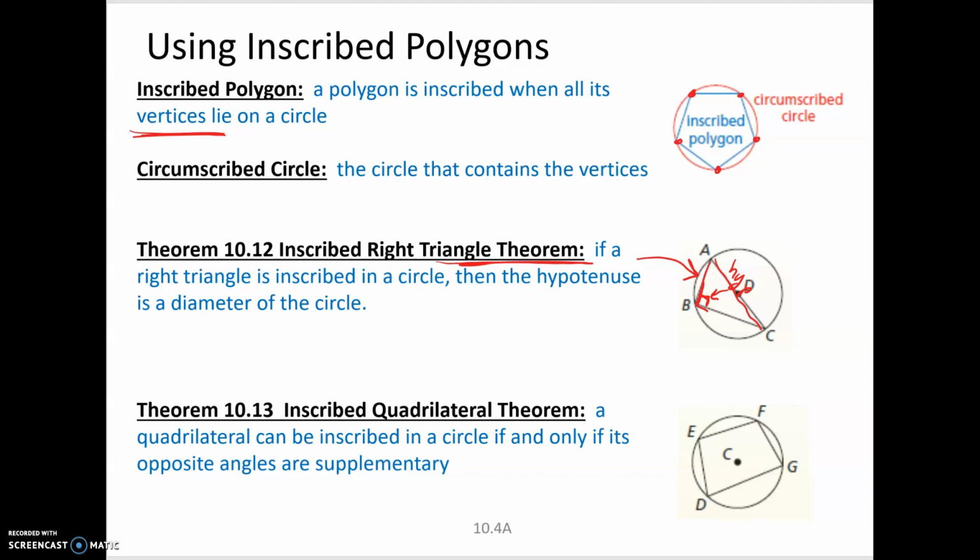Then the other shape we're talking about is a quadrilateral. So a quadrilateral can be inscribed in a circle if and only if its opposite angles are supplementary. So remember, supplementary means that they add up to 180. Okay, so opposite angles are not congruent here, because that would mean that I have a parallelogram, and I'm not going to have a parallelogram inside a circle. Okay, so the opposite angles are supplementary, meaning these would add up to 180 degrees.